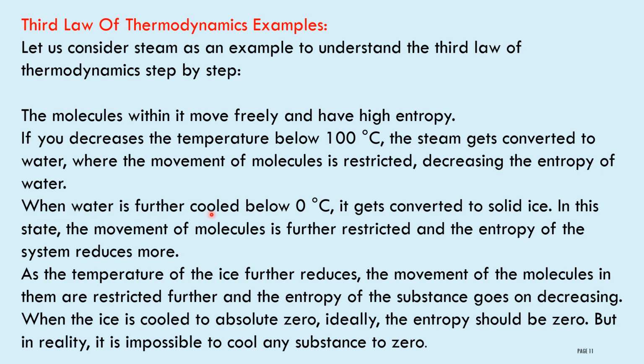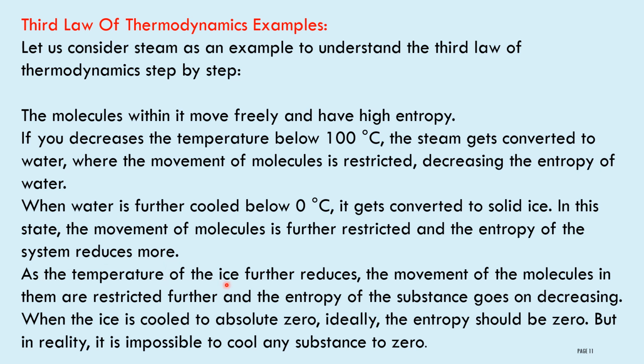When water is further cooled below 0 degrees Celsius, it gets converted to solid ice. If you decrease the temperature of the water below 0 degrees Celsius, then it converts into solid ice. In this state, the movement of molecules is further restricted, and the entropy of the system is reduced more. When it is converted from liquid to solid, all the particles are packed against each other, perfectly in a regular shape. There is no movement of the molecules. Therefore, the entropy of the system decreases still more.